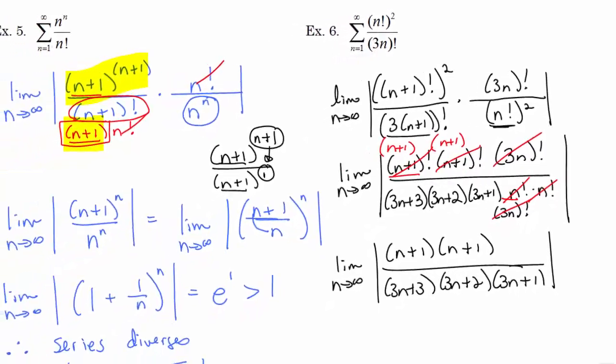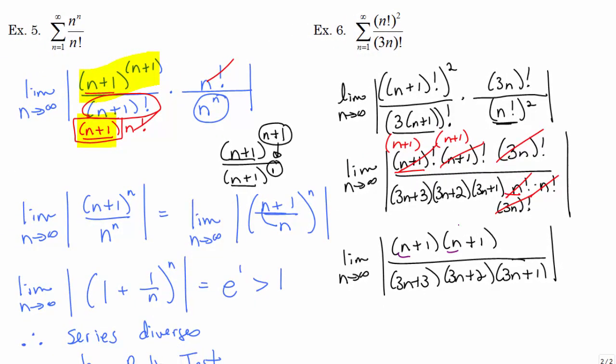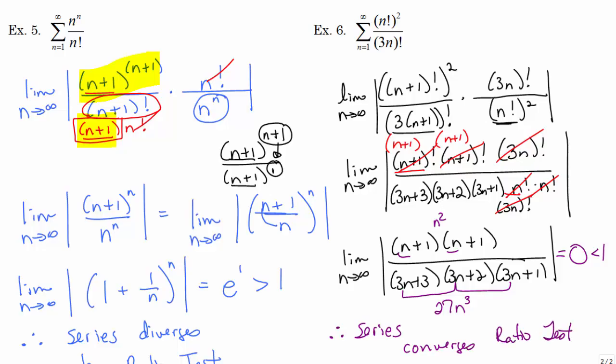What's that limit? Well, let's look at the powers. Here I have an n squared, and on the bottom I'm going to have 27n cubed. So I have a higher power on the bottom. What is that limit? That limit is 0. So what can we conclude? If that is 0, which is less than 1, then we can say the series converges by the ratio test.